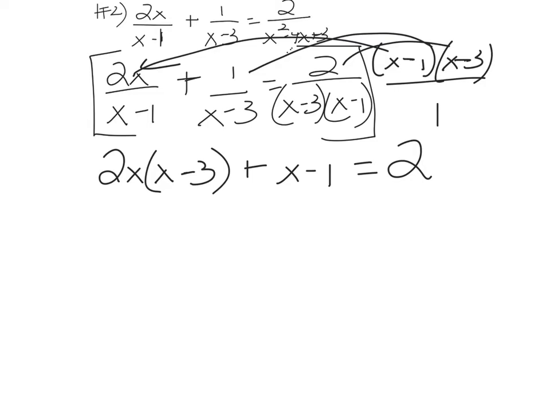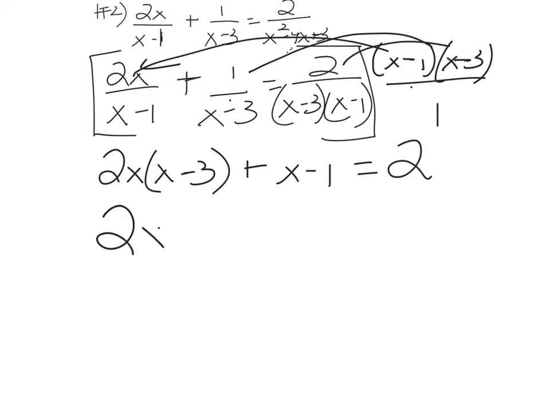Wait, why didn't you multiply the single x by 1? This one? Yeah, why didn't you multiply that by x? I multiplied it by x minus 1. Oh, okay. Because the x minus 3 is reduced? Yeah, I see. Okay, cool.